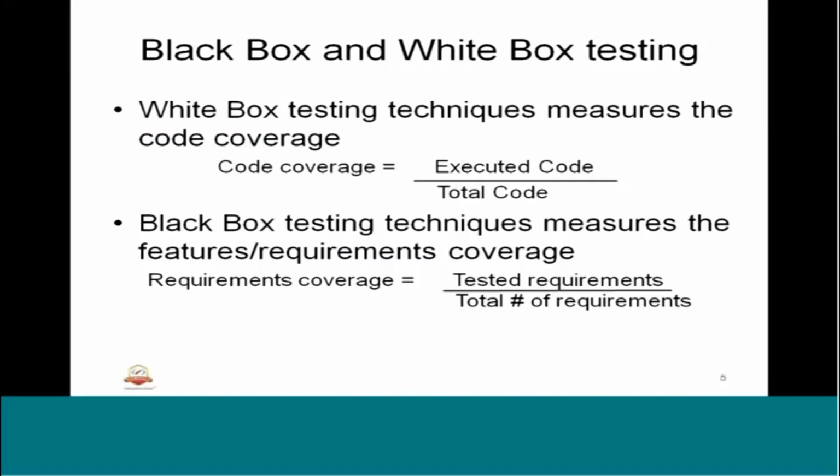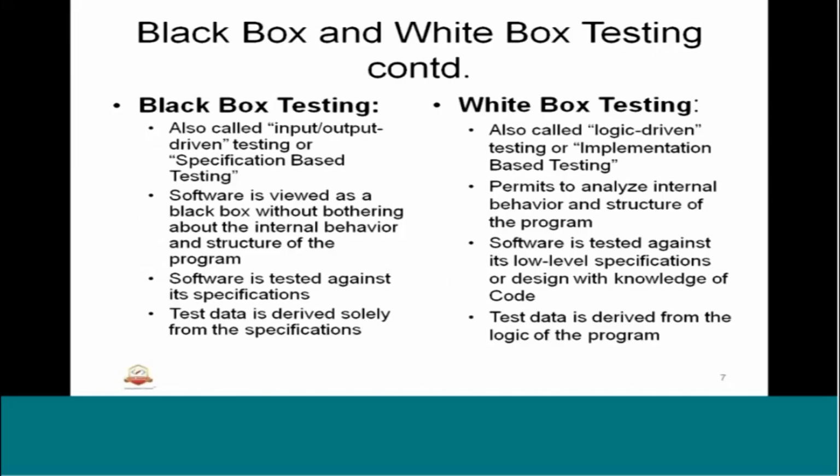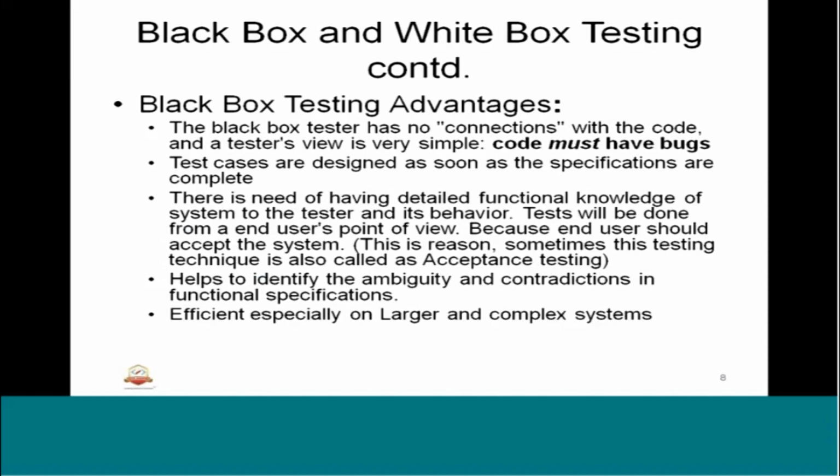And code coverage, we know, is the total amount of executed code that is tested divided by the total code in the system. This is called code coverage in percentage. Similarly, we have requirements coverage. This talks about the total number of tested requirements versus the total number of requirements in percentage. Also, we studied the differences between black box testing and white box testing and their advantages and disadvantages.